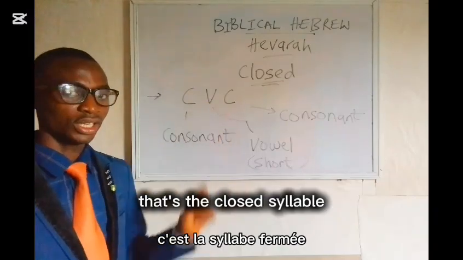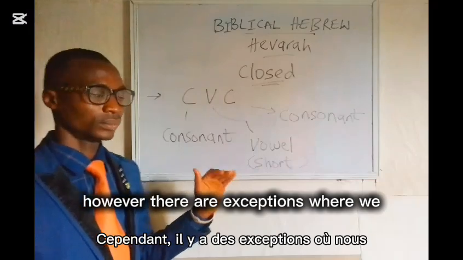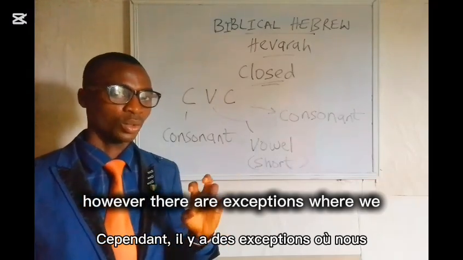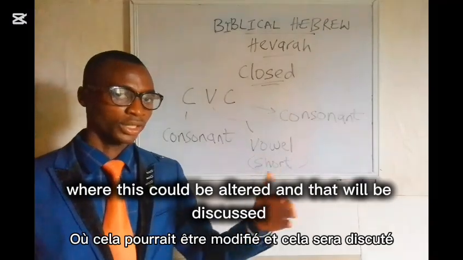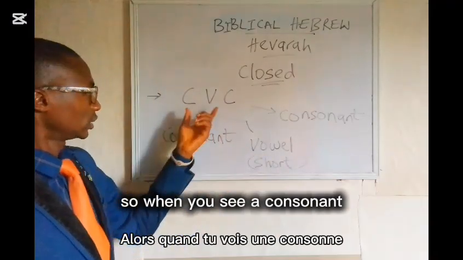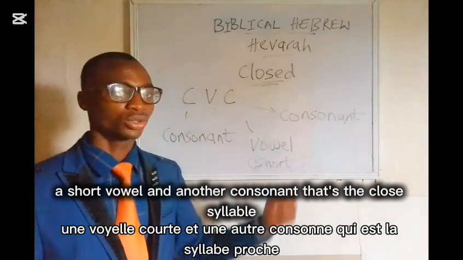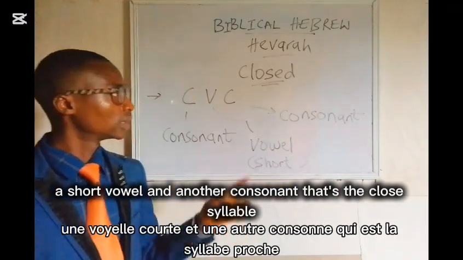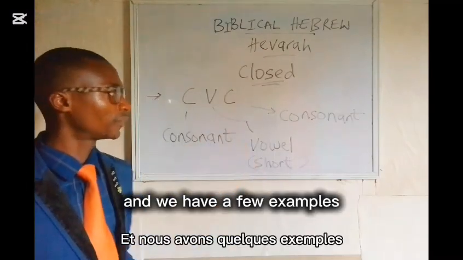That's the closed syllable. However, there are exceptions where this could be uttered, and we will discuss that subsequently. So when you see a consonant, a short vowel, and another consonant, that is the closed syllable. And we have a few examples.